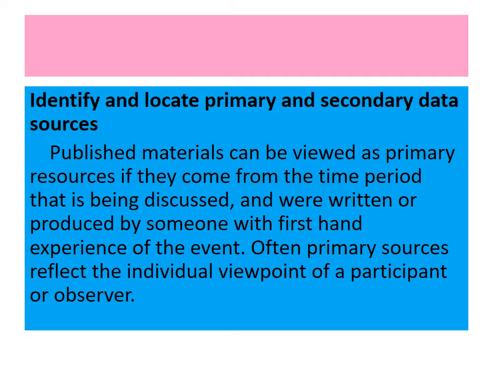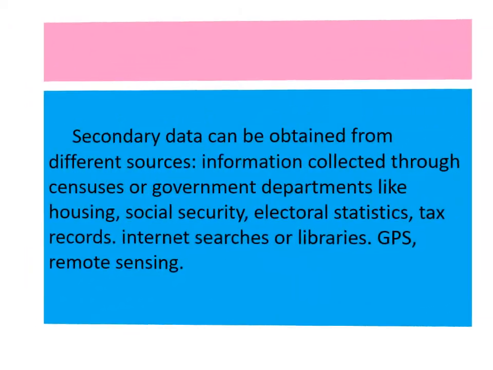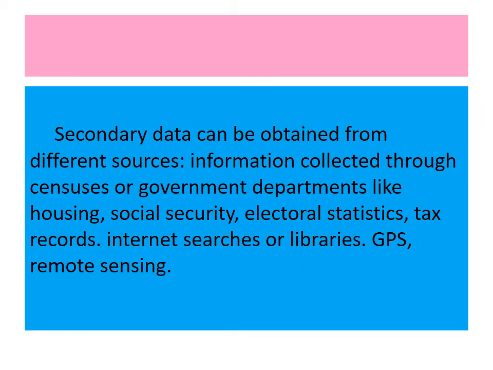Identify and locate primary and secondary data sources. Here we will rely on published materials that may come from the time period being discussed, were written or produced by someone else, or even first-hand experience. Often primary sources reflect the individual viewpoint of a participant or observer. Secondary data may be obtained from different sources: information collected through censuses or government departments like housing, social security, electoral statistics, even tax records, internal searches or libraries, GPS or remote sensing.